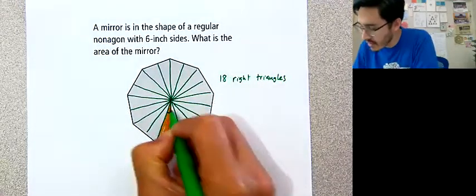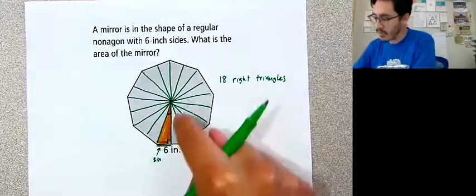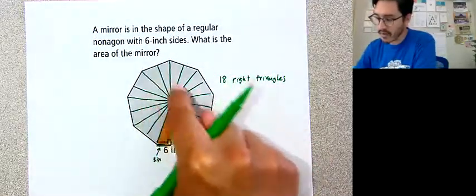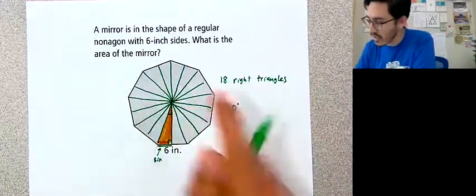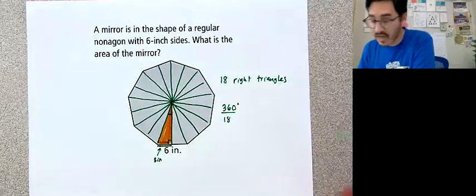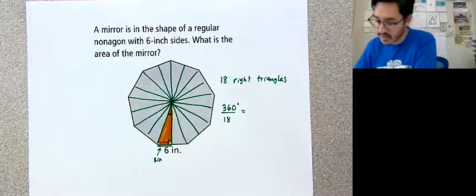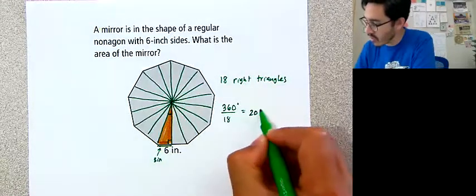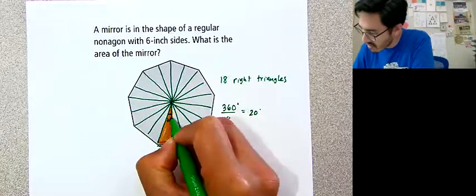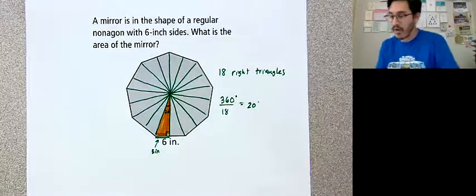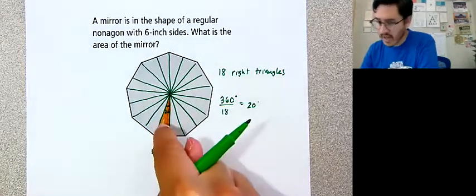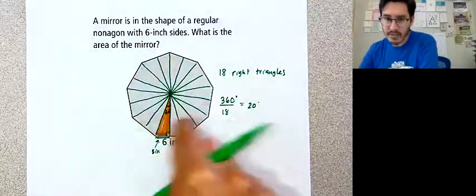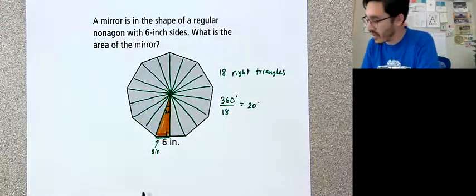And we can figure out the acute angle there, right? Because we know that the sum of all these angles is 360 degrees. And because there's 18 right triangles, you can just divide it evenly. Right, so 360 divided by 18 gives us a 20-degree angle. Okay, all right. So let's see if we can find the area of this orange triangle, and then we'll just times it by 18 to get the whole area.